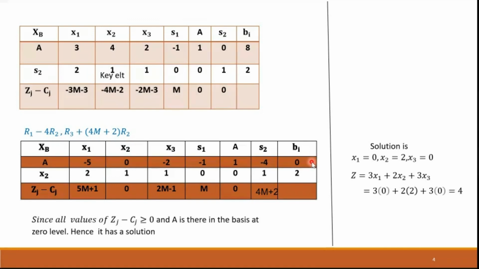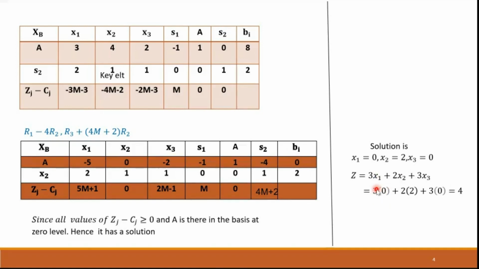If the value of a is equal to 0, then it has a solution. But if the value of a is not equal to 0, then we say that it has no feasible solution or it is pseudo-optimal. So here the solution exists and we get x1 equal to 0, x2 equal to 2, x3 equal to 0, and we write the value of z from the given objective function.